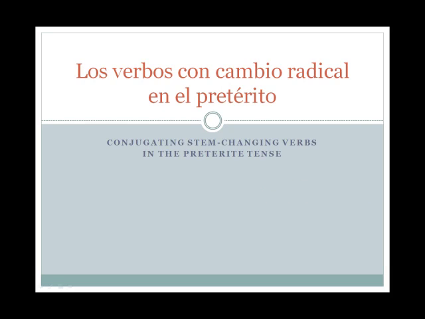Today we're talking about los verbos con cambio radical en el pretérito, or conjugating stem-changing verbs in the preterite tense. As we continue on with our lessons on the preterite tense, the simple past tense in Spanish, we have talked about the preterite tense of regular verbs, of several irregular verbs, including a group of verbs that all have a change in the spelling of the stem, and then a common set of endings for each of those irregular verbs. Now today we're continuing on with stem-changing verbs.